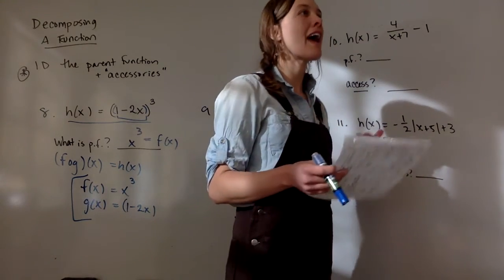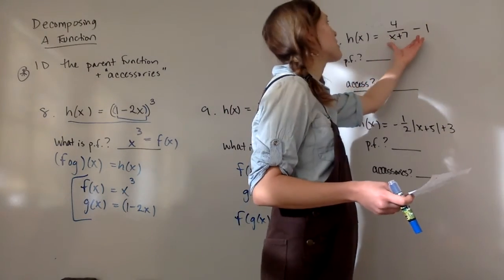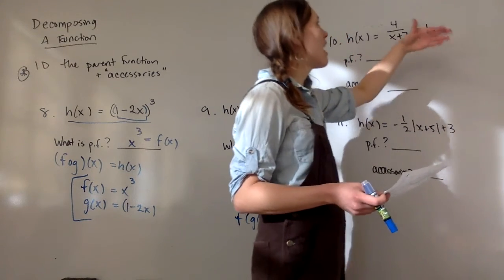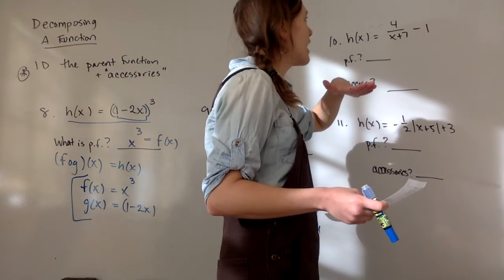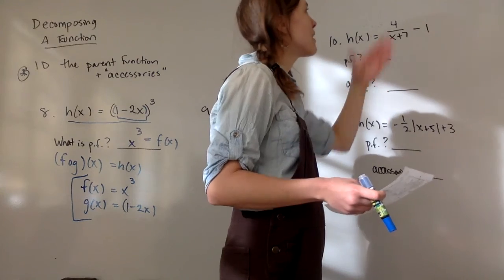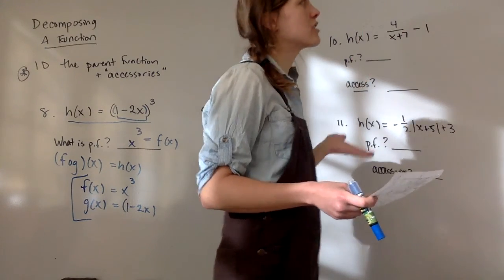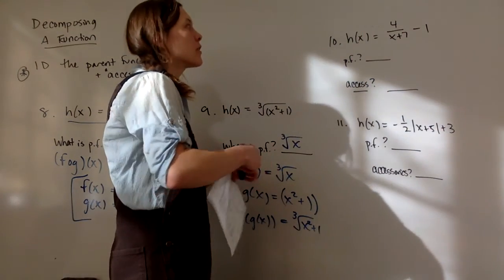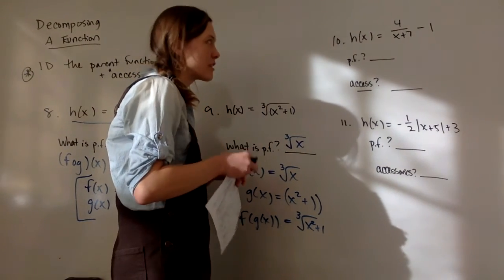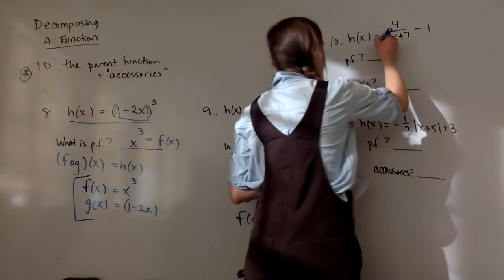I can't do an x plus 7 minus 1, with something in the denominator for g of x, and plug it into a reciprocal function and get what I need. So here in number 10, what is my parent function? 1 over x.